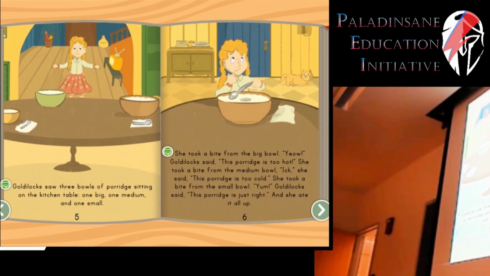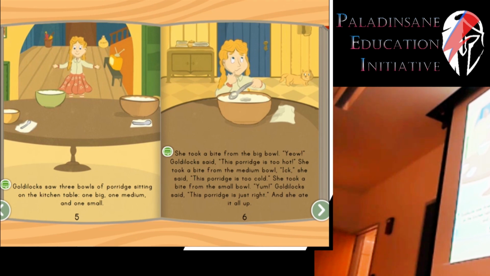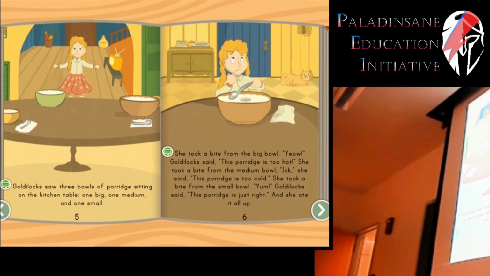She took a bite from the big bowl. Yow, Goldilocks said, this porridge is too hot. She took a bite from the medium bowl. Ick, she said, this porridge is too cold. She took a bite from the small bowl. Yum, Goldilocks said, this porridge is just right.